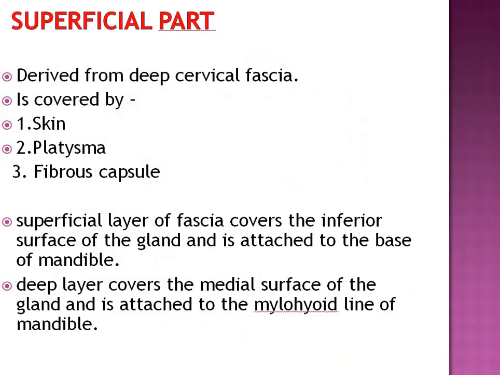Now the superficial part, derived from the deep cervical fascia, is covered by the skin, platysma and the fibrous capsule. The superficial layer of the fascia covers the inferior surface of the gland and is attached to the base of the mandible. The deep layer covers the medial surface of the gland and is attached to the mylohyoid line of the mandible.